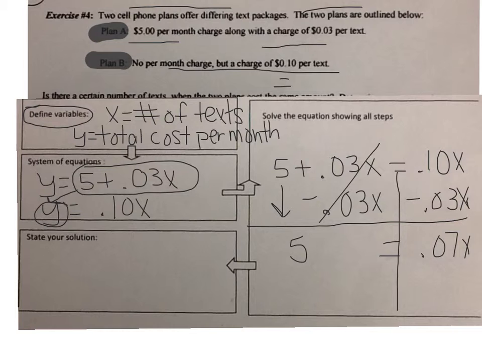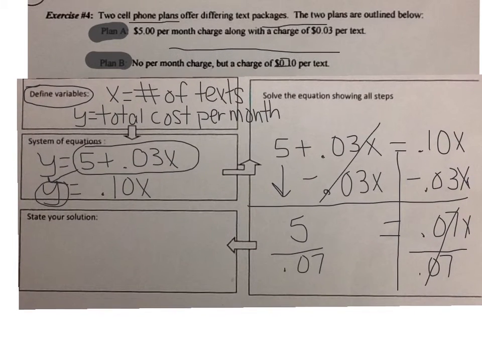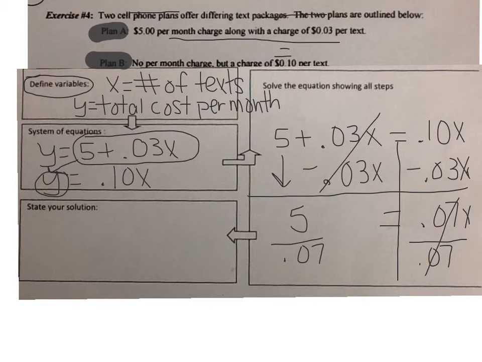And my next step is going to be to solve for x. So I'm going to divide both sides by 7 cents, 0.07. And again, grab your calculator, and you're going to do 5 divided by 0.07, and you're going to get a decimal. 71.4286 equals x. Well, what does that mean?